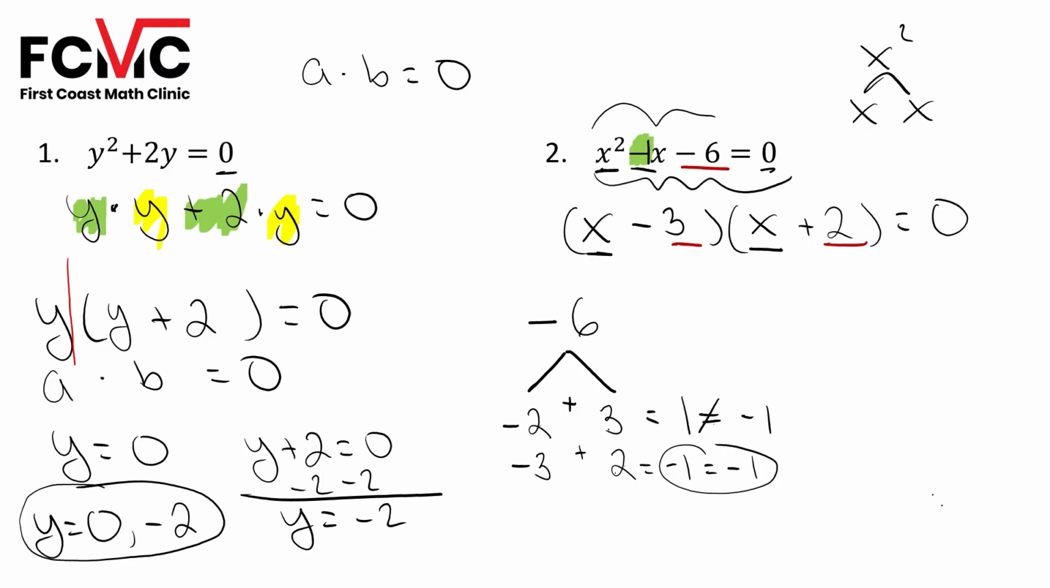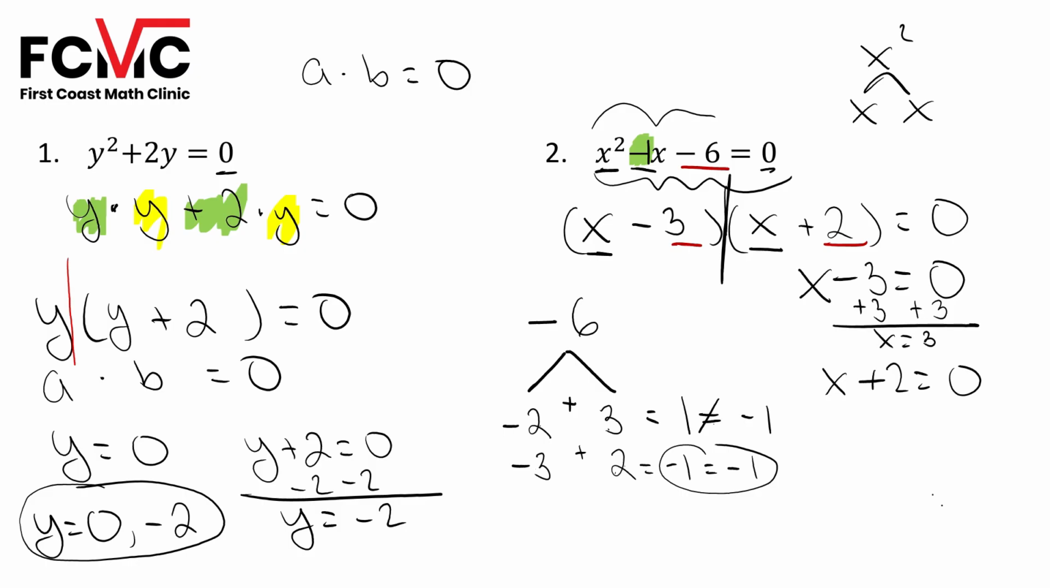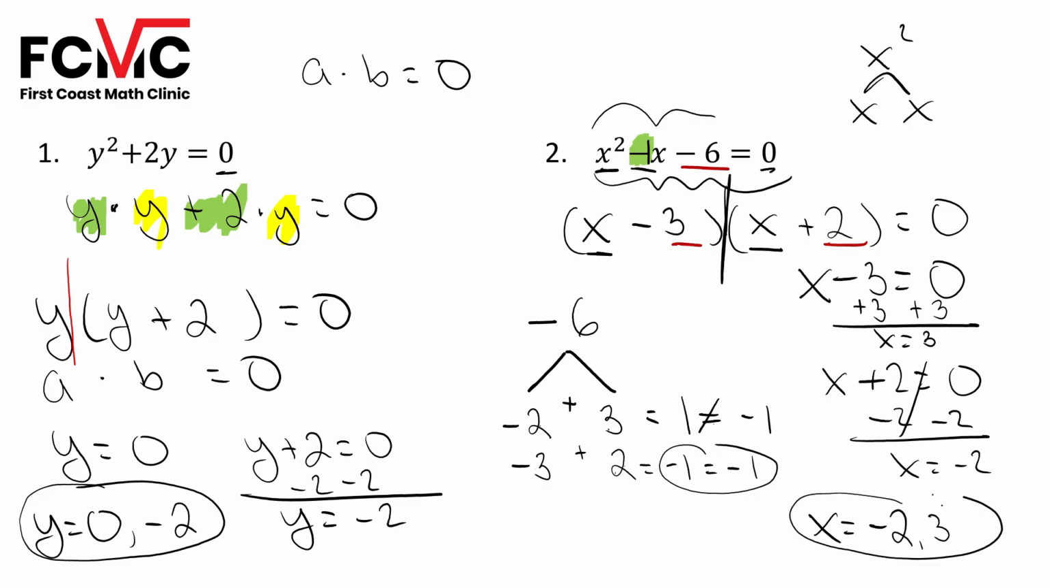x minus 3 times x plus 2 equals 0. And now we could factor this right where they're being multiplied. So we're going to set x minus 3 equal to 0 and x plus 2 equal to 0. Add 3 and 3, and we get x equals 3. Subtract 2 and 2, and I get x equals negative 2. So my two solutions here are going to be negative 2 and 3.